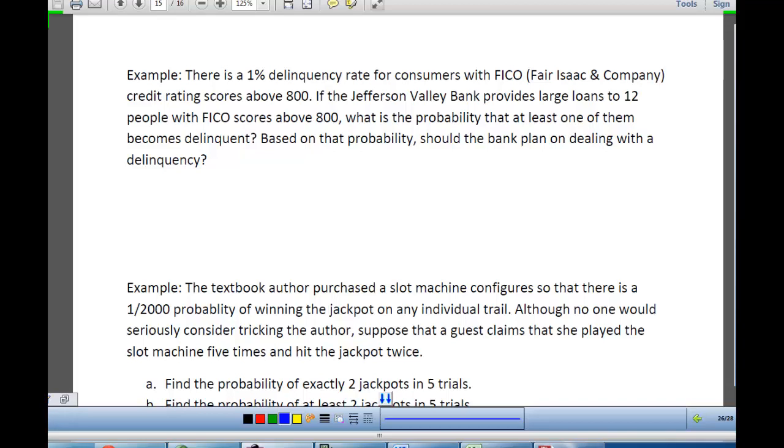Okay? Yes. Is that a large enough sample size? For which part?